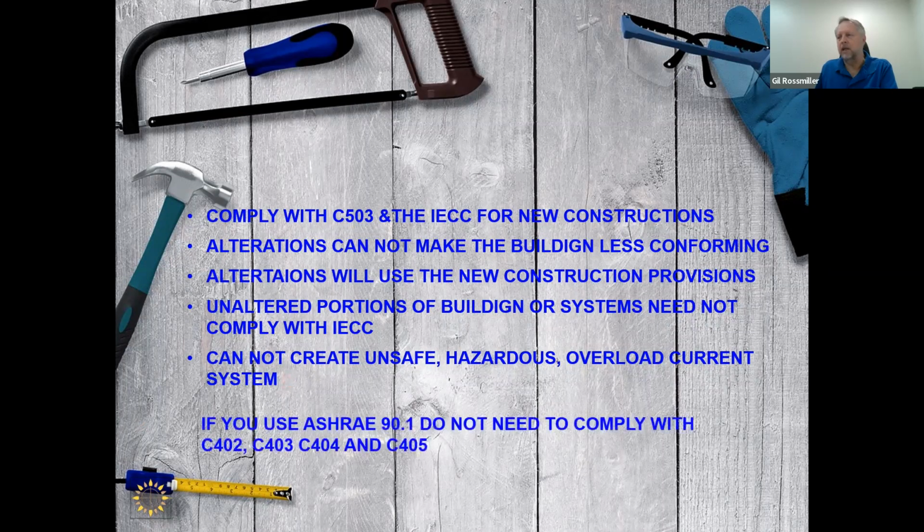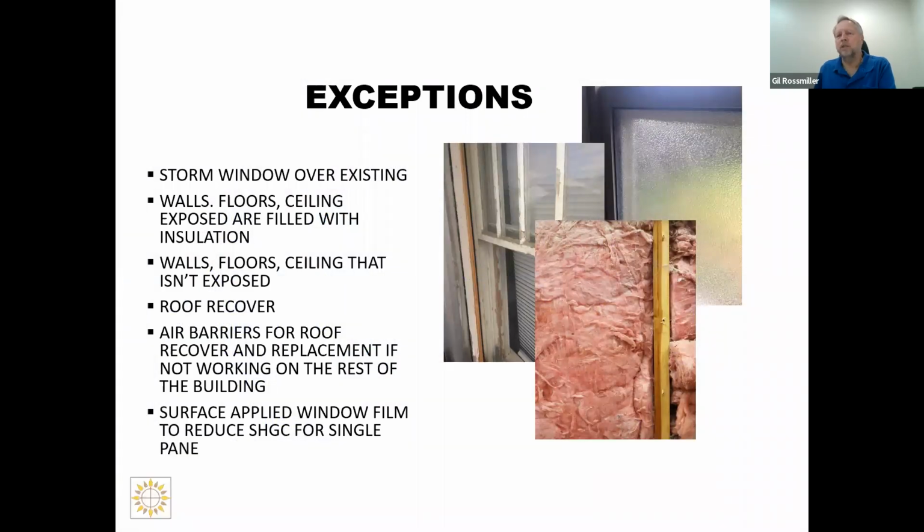And then if I'm using ASHRAE 90.1, you don't have to go back into the pieces that we just talked about. You can actually go to ASHRAE if you wanted. I haven't seen anybody do that on an alteration yet, not that you couldn't, you certainly could. Exceptions. We don't have to worry about storm windows over existing. We don't have to worry about those.